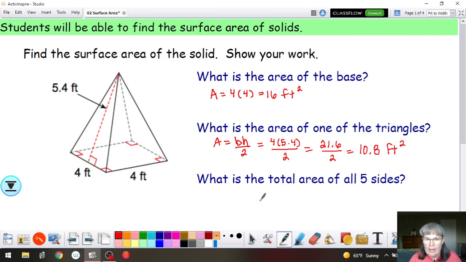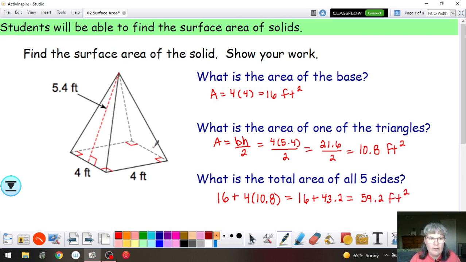To find the total area, I have the 16 square feet for the base, plus we have 4 triangles, so that's going to be 4 times 10.8. Simplify this, we have 16 plus 43.2 for a total area of 59.2 square feet.